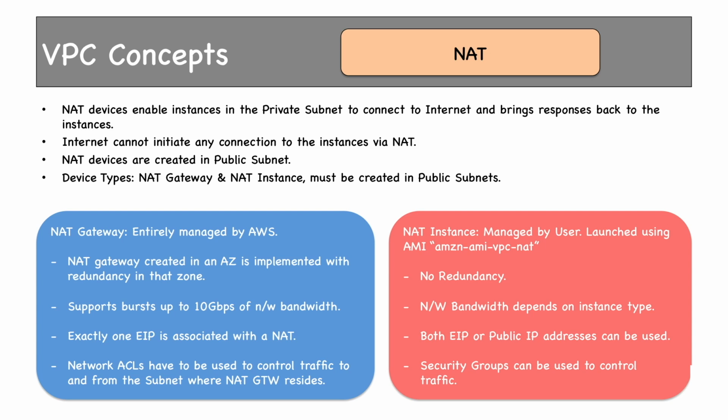Network bandwidth depends on instance type. So if you're using, say, a T2.micro or M4.large instance, then you'll get very low network bandwidth speeds. You can attach both an elastic IP or a public IP to the NAT instance. And security groups can also be used to control traffic. The reason being, as it is an instance, you can attach a security group. Of course, along with that, you can use NACLs also.